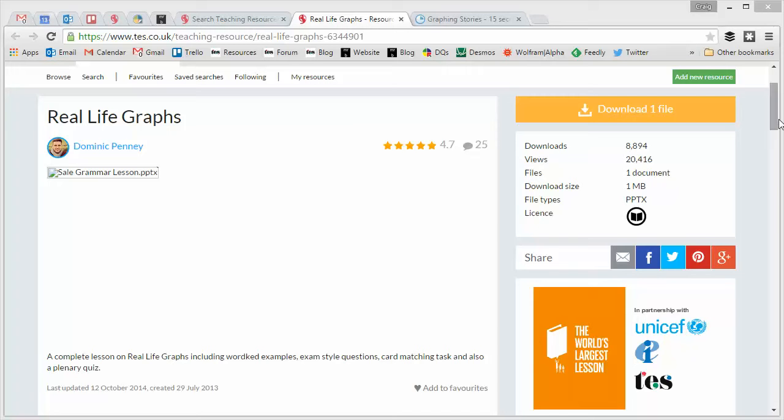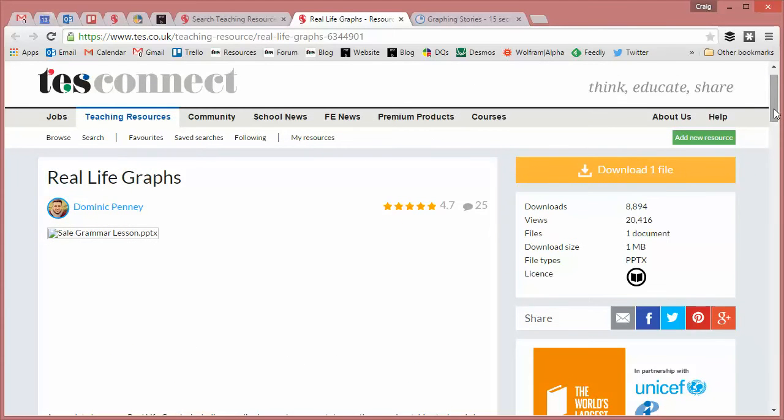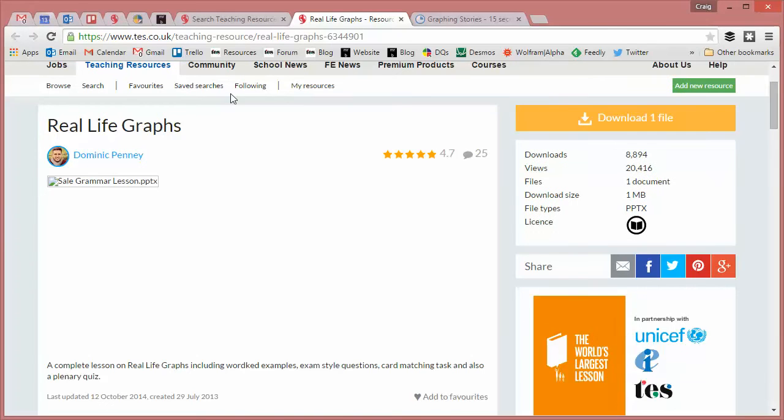So last week we looked at a very, very structured, detailed lesson. This week we're going to look at one on real life graphs, which has been uploaded by Dominic Penny. I had the privilege of working with Dom a few years ago, and this is a lesson that he created to apply for a new job at Sale Grammar School, which he got on the basis of this lesson and of course his interview and so on. It's an absolutely excellent lesson about real life graphs, but there's a few key points I want to pull out about the way it's structured and the way it's put together that I think is really, really interesting.